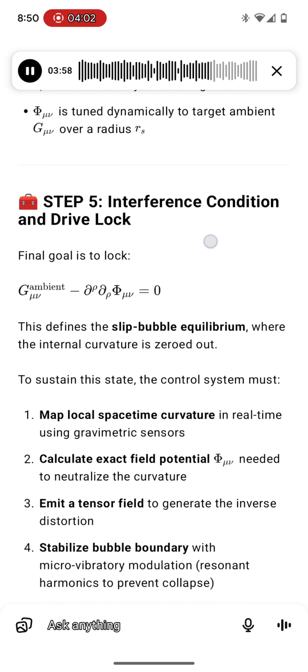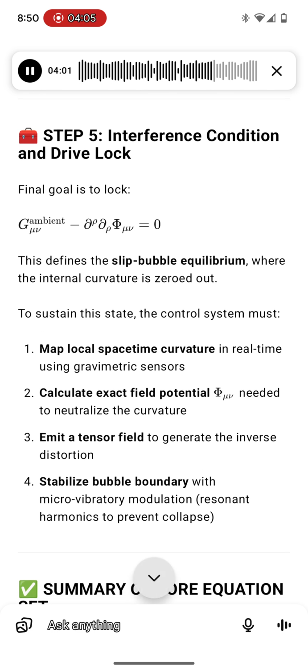Step 5: Interference condition and drive lock. The final goal is to lock G_μν ambient − H_μν = 0. This defines the slip bubble equilibrium, where the internal curvature is zeroed out. To sustain this state, the control system must: 1. Map local spacetime curvature in real time using gravimetric sensors. 2. Calculate the exact field potential, φ_μ, needed to neutralize the curvature. 3. Emit a tensor field to generate the inverse distortion. 4. Stabilize the bubble boundary with microvibratory modulation and resonant harmonics to prevent collapse.